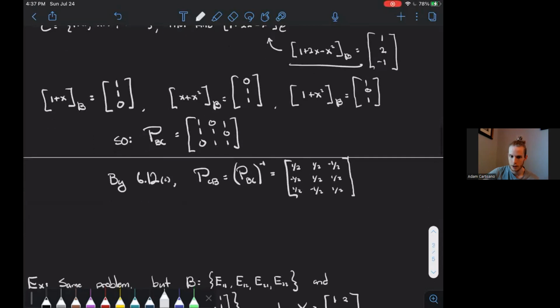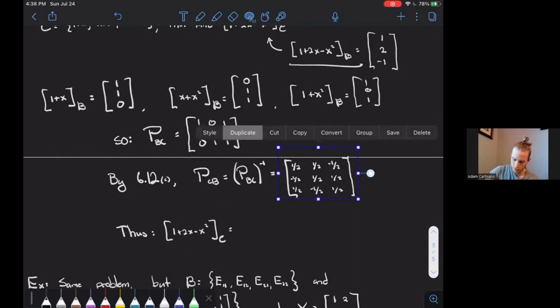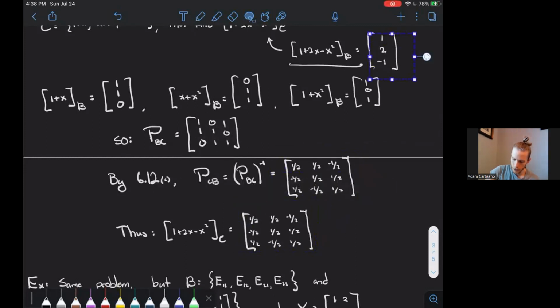The good news is that's just a matrix product. So thus, the coordinate vector of 1 plus 2x minus x squared with respect to C is, take this matrix, multiply by this vector. And the output is 2, 0, negative 1. You just do one vector times a matrix. There's a bunch of halves there, though, so I'm too nervous to try it live.